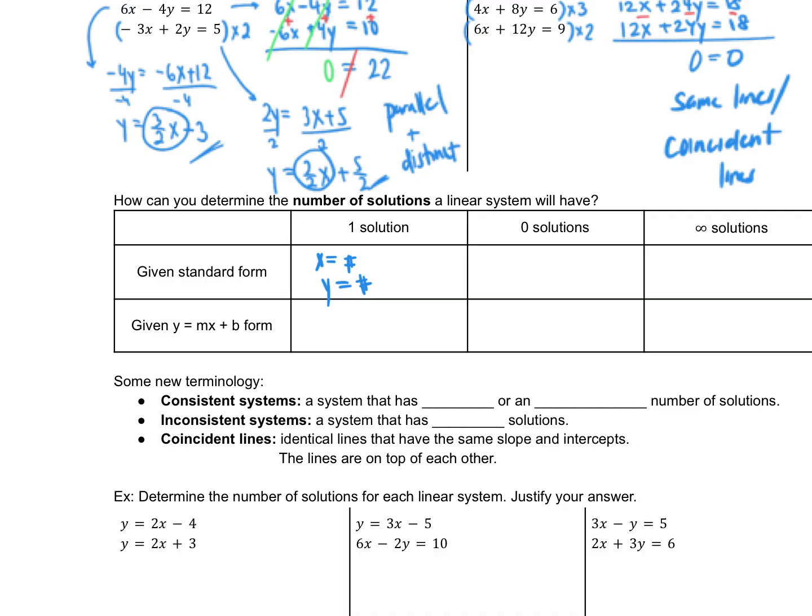When I have zero solutions, I end up with a false statement, like 0 equals a number that it doesn't.